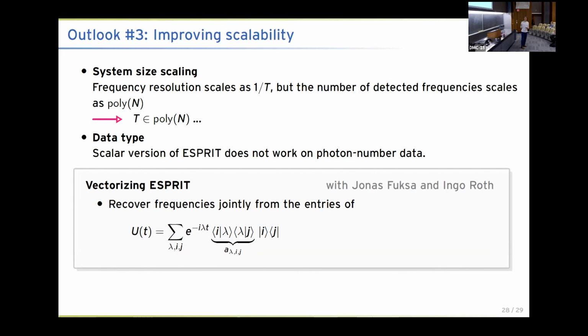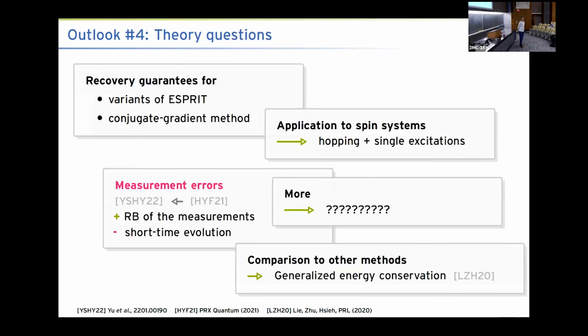Right, and then I already talked about data type. For some data types, you can't use the scalar version of the algorithm. So now we want to look at the unitary with some coefficients in terms of a vectorized language. We have these matrix entries of the unitary, consider them as a vector, and now simultaneously put that whole vector into the algorithm. Right, what else? Okay, and then there are more theory questions to be answered.